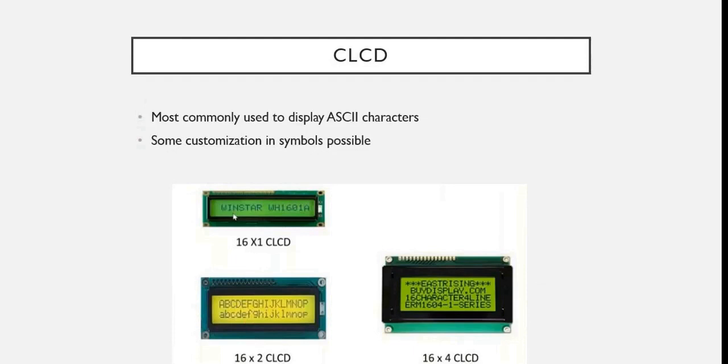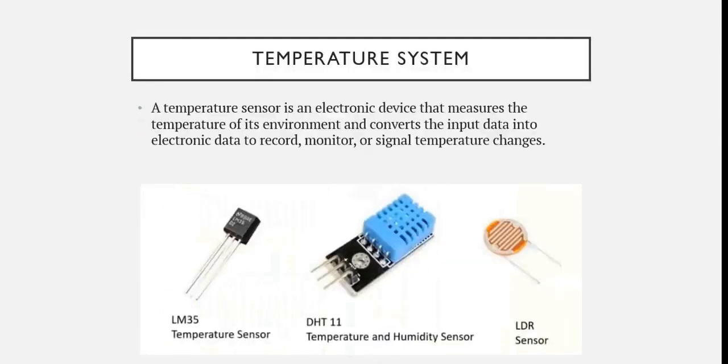LCD displays. These displays are most commonly used to display ASCII characters. Customization is kept as simple as possible. There are three types of LCD displays: 16 by 1 LCD, 16 by 2 LCD, and 16 by 4 LCD. 16 by 1 means 16 columns and 1 row, 16 by 2 means 16 columns and 2 rows, and 16 by 4 means 16 columns and 4 rows. Next we use the temperature sensor.